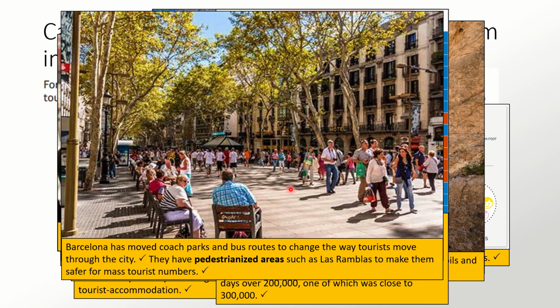Barcelona has also taken action by moving coach parks and bus routes to change the way that tourists move through the city, sending buses and coach tours on longer loops through the outskirts of the city. They've also pedestrianised areas, as you can see here. This is Las Ramblas again. It makes these areas impossible for cars to enter, which is a good thing because it reduces congestion, but it also makes it safer for the mass tourist numbers. It also makes it more pleasant for local people.